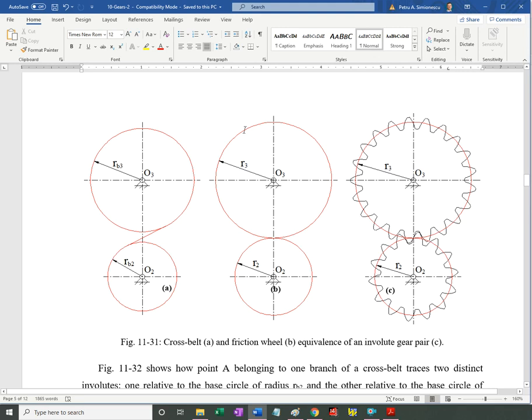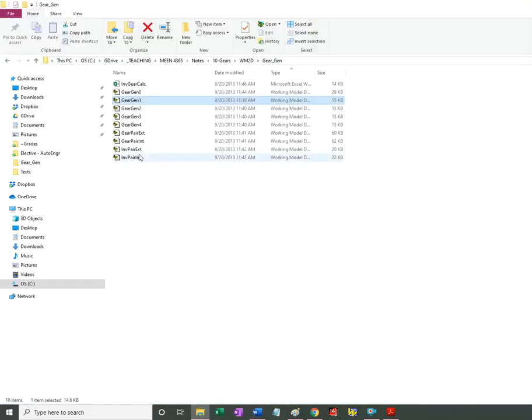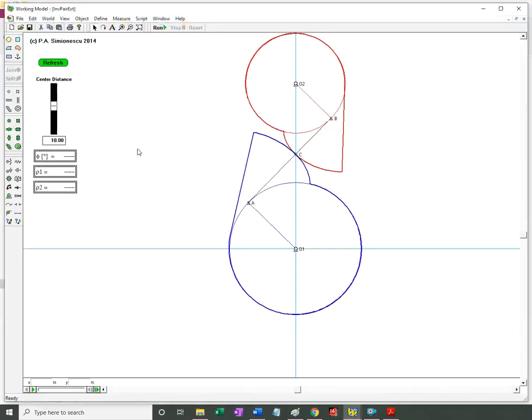Friction wheels roll without slip. Gears don't because of the presence of the teeth. The belt, assuming no slip. So there are three equivalences to remember. And gear generation with the rack is related to the cross belt transmission in a way that I'll explain using this working model.